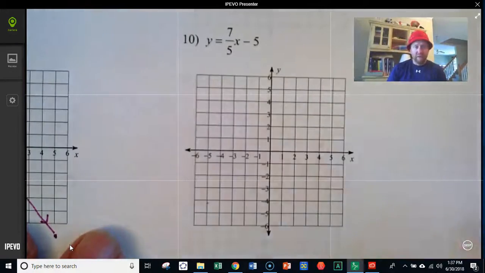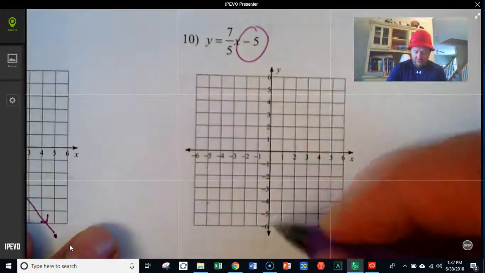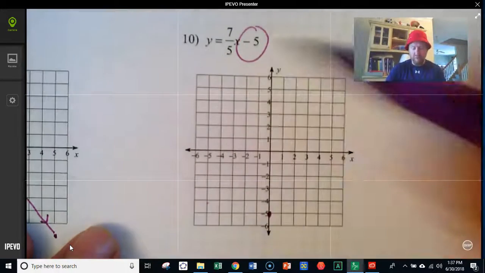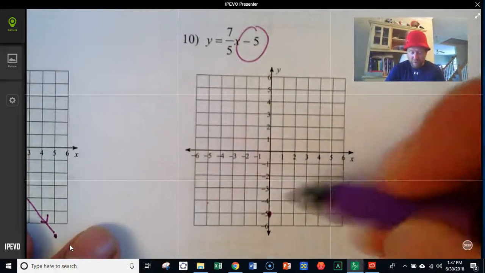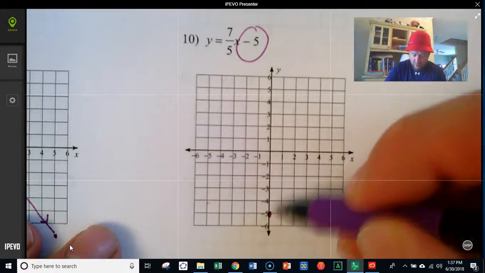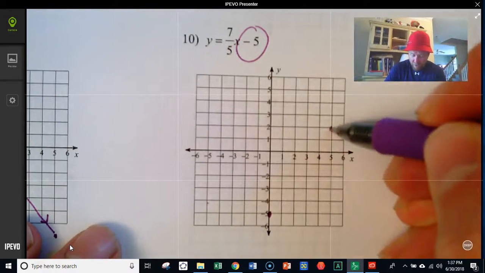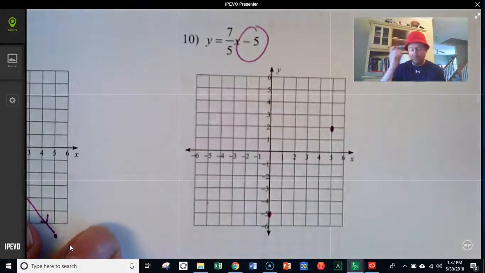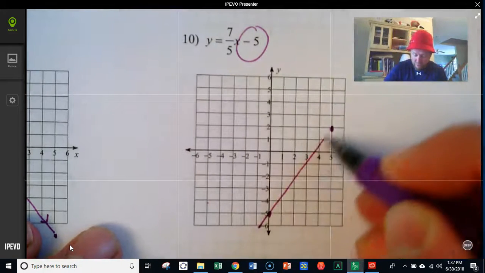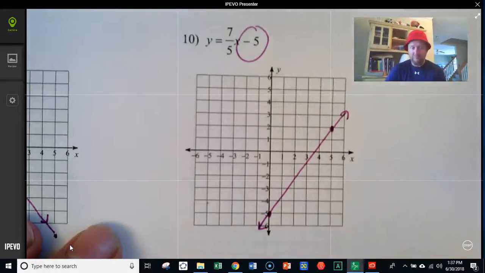Let's see. Our y-intercept is -5, so it goes right down here. Our slope is 7/5, so that's up 7, forward 5. So let's see, we're going to go up 7 and forward 5. And those are the only 2 points we're going to be able to plot here. So connect them with the straightest line we can. And we're done.